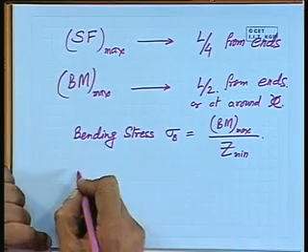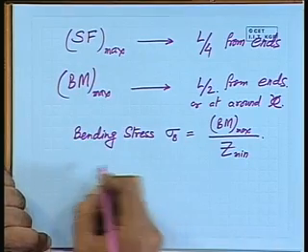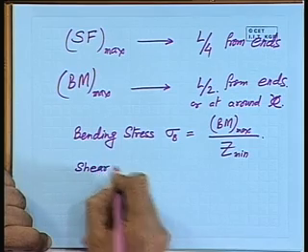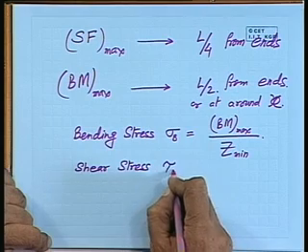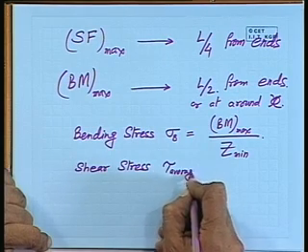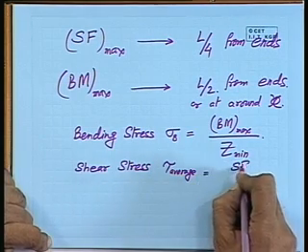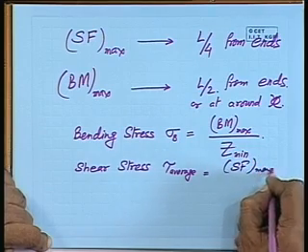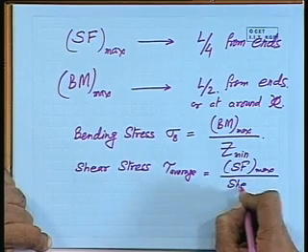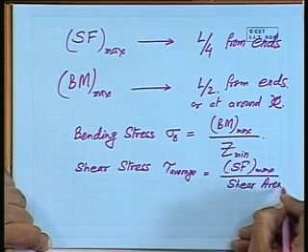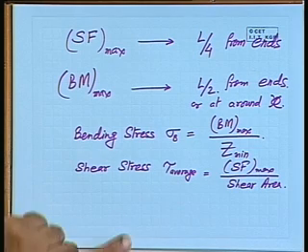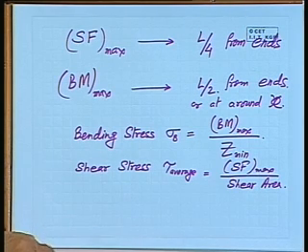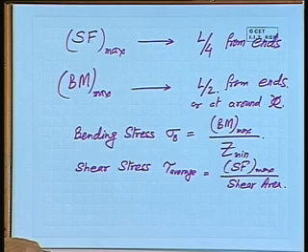And regarding the shear force, we have to find out what is the shear stress. And we get shear stress tau, which is basically the average shear force by the shear area. We do not get tau max here, we get the average shear stress. Okay.